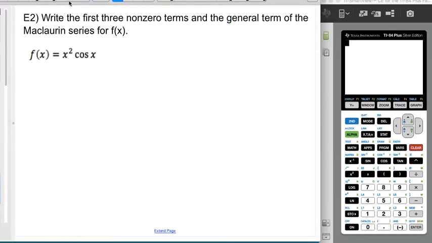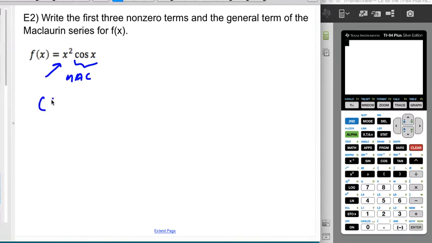All right, so we're going to write the first three non-zero terms and the general term for this Maclaurin series. So this has a Maclaurin series that we memorized. And this is literally just a number being multiplied by that series, right?